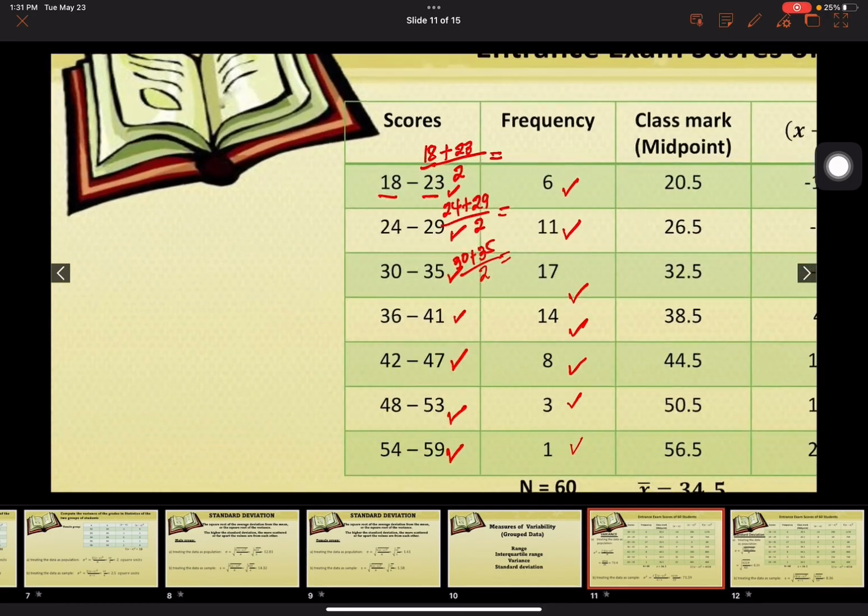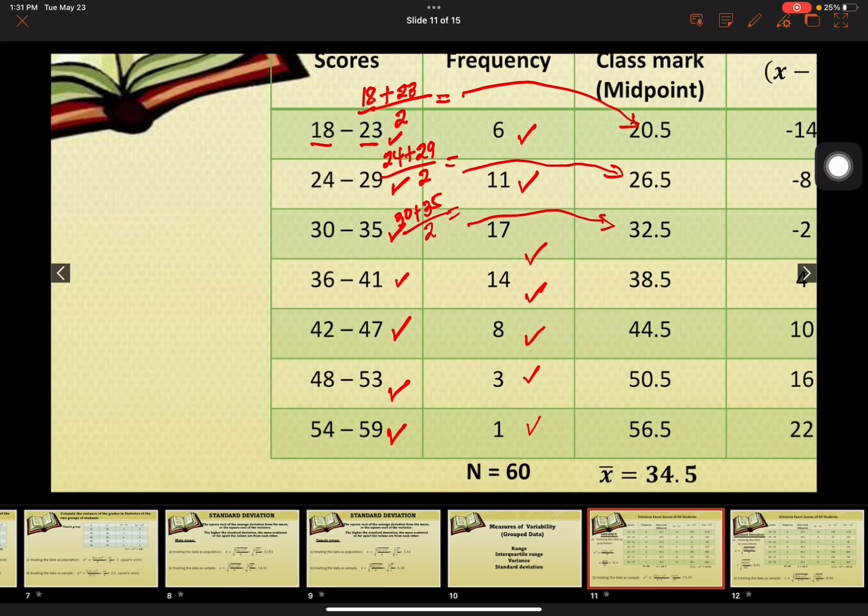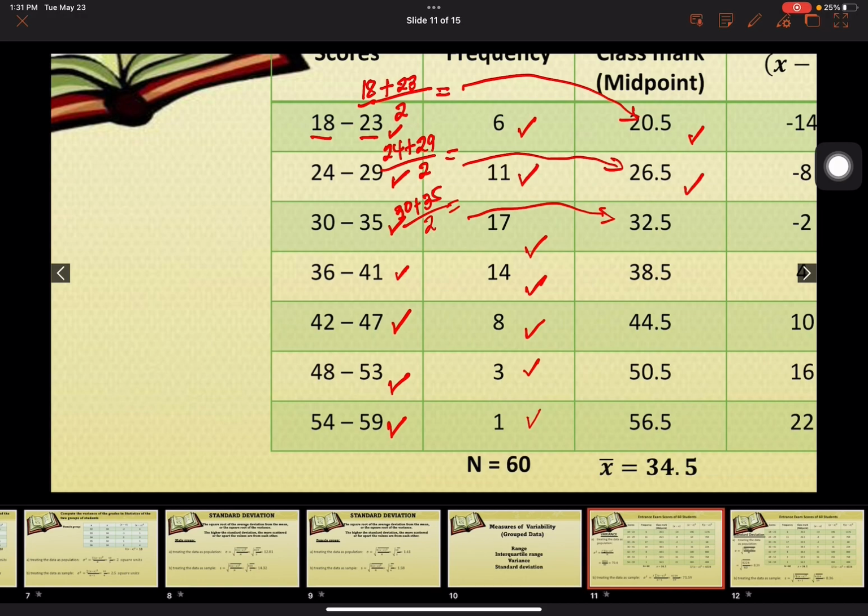So pag ginawa natin yan, we will get 20.5. Dito naman, you'll get 26.5. Dito, you'll get 32.5 and so on. So magiging class mark natin or midpoint is this. So dito sa 36 to 41, we have 38.5. Sa 42 to 47, we have 44.5. Sa 48 to 53, 50.5. And sa last one ay 56.5.